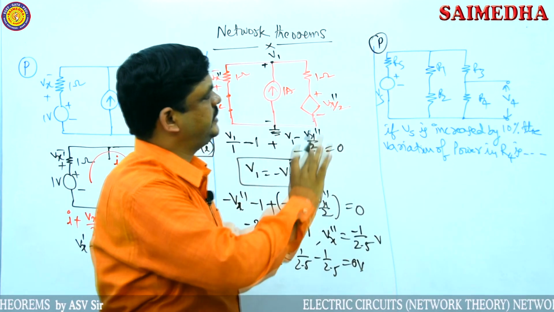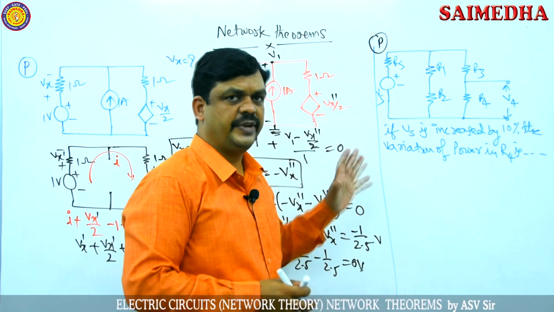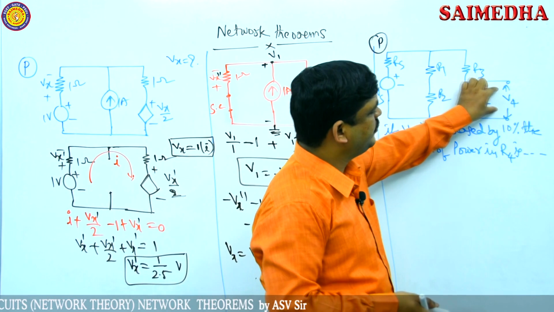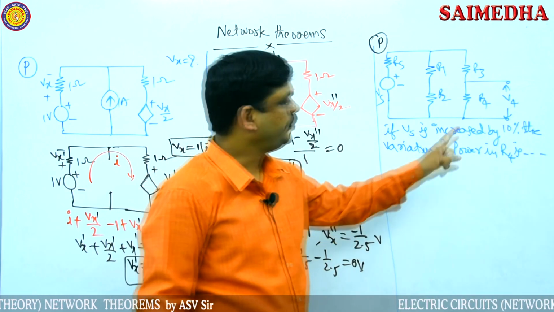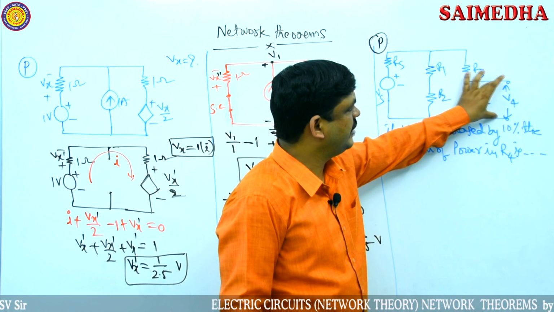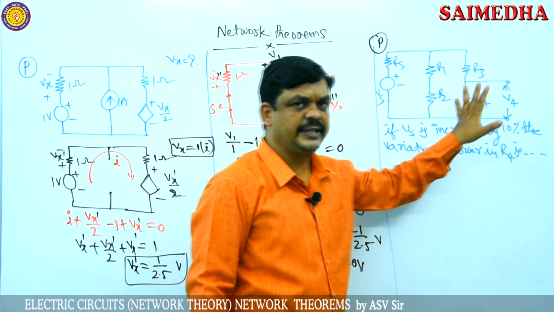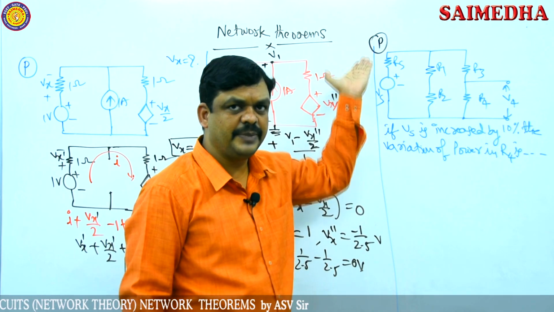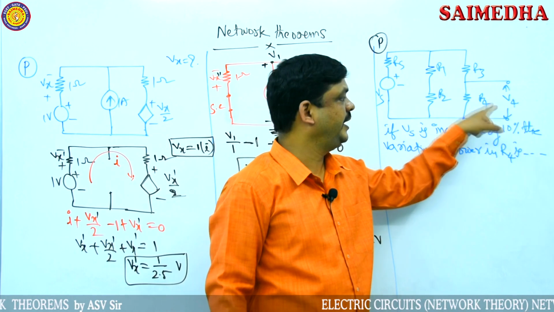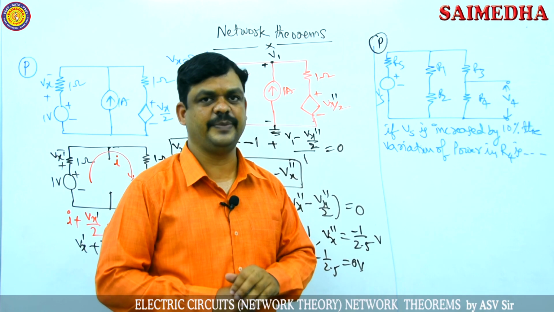The question is like this: one source, Vs, is connected, resistors are connected, and the voltage across the R4 resistor is V4. If Vs is increased by 10%, then what is the variation in the power in the R4 resistor? Here we have to work out how much the power changes.